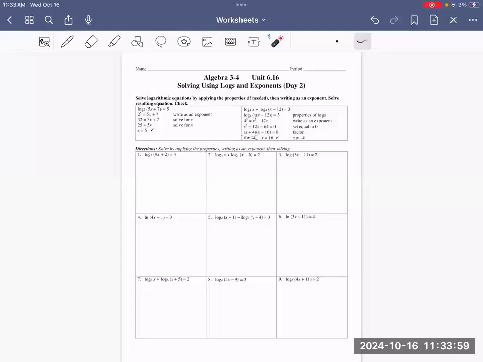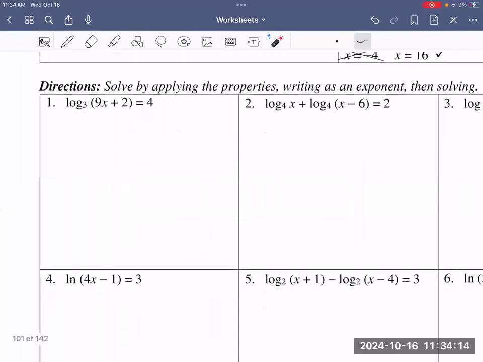Today we're going to be working with solving logarithms using exponentials, and these are going to be just a step above what we've done previously when we were solving exponentials and logarithms. So first you'll notice that we have some logarithms, and on the inside of your log is actually going to be some sort of binomial.